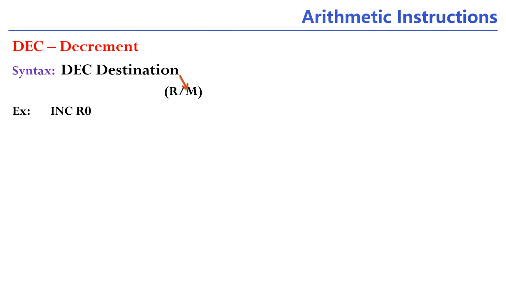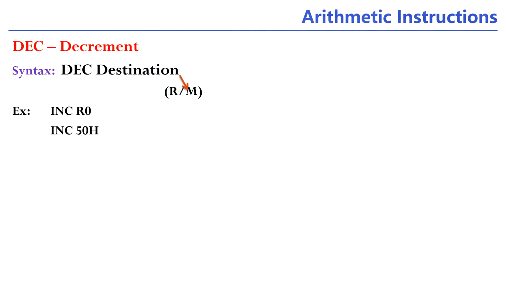Now we will solve the decrement, right? Syntax of decrement is DEC destination, okay? So destination is nothing but a register or memory. We can use any one here.